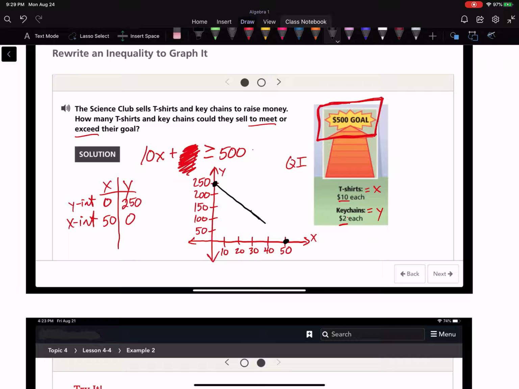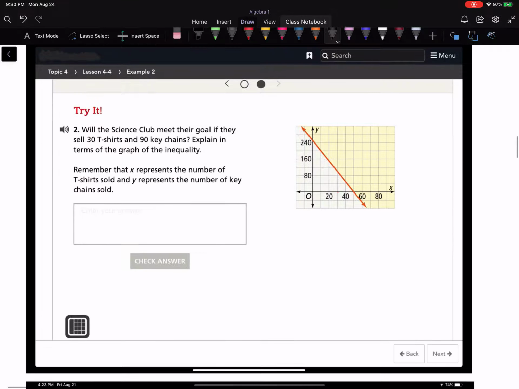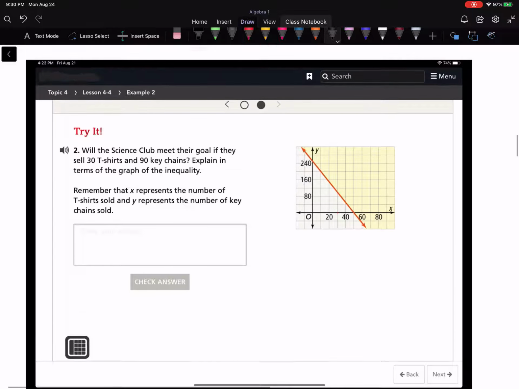Again, we don't have to go past them because if we go past them, we'll be in negatives, and there's no negatives for this particular problem. It's greater than, so we're going to shade everything above the line. Everything above the line would be a combination that would work to exceed our goal or get $500 exactly.